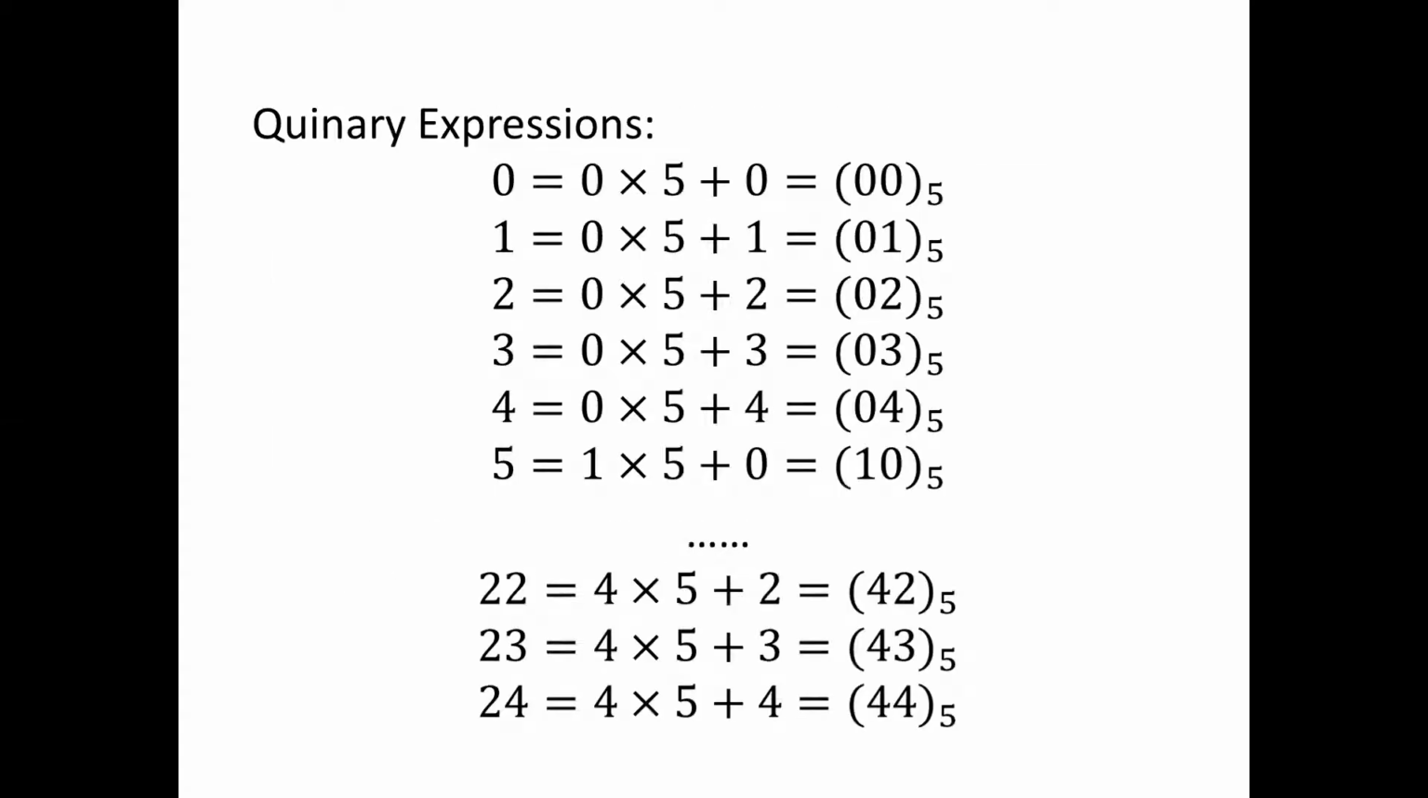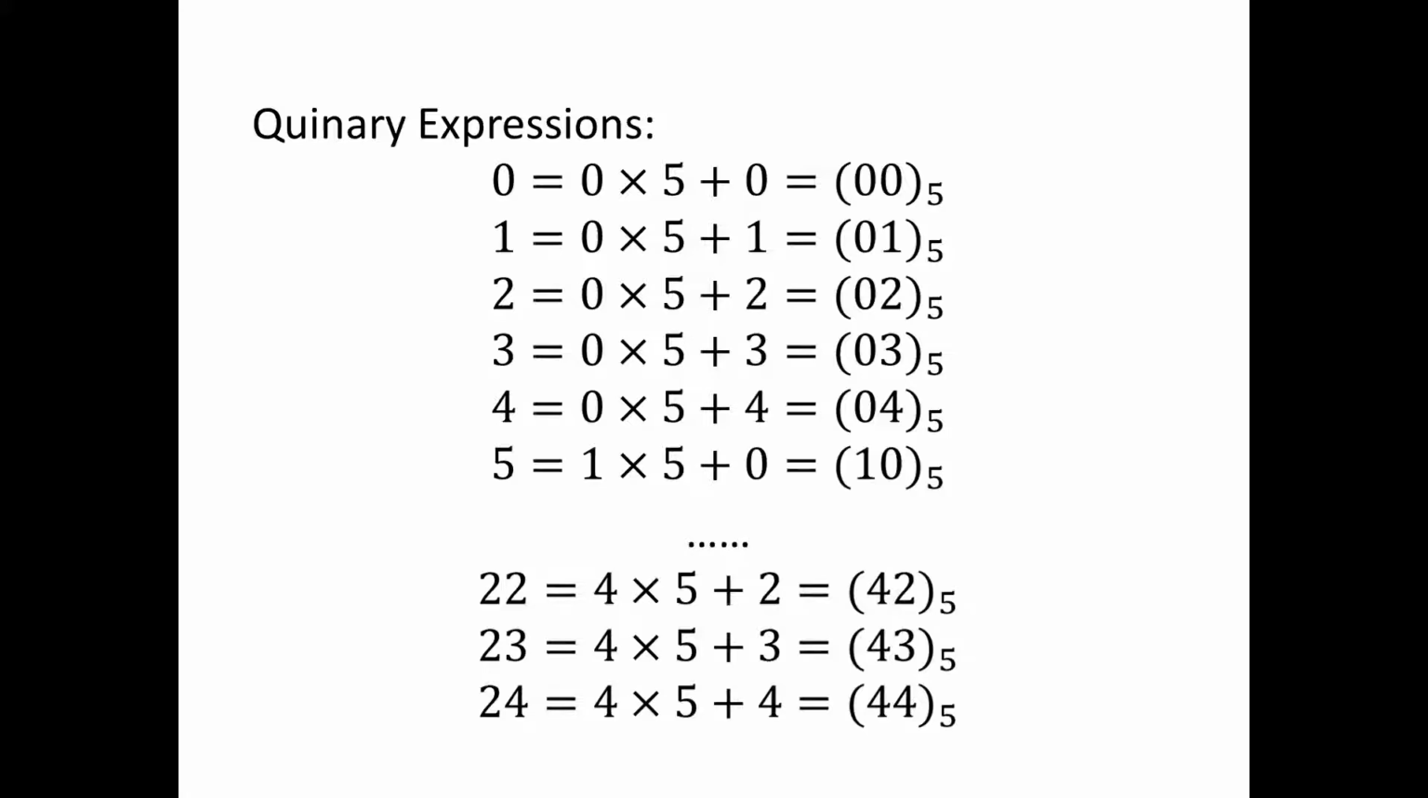After the transform, we can rewrite these numbers in quinary expressions, in base five. 0 equals 0 times 5 plus 0, so I express it in a 2-digit expression, 0, 0, base 5. 1 is 0, 1, base 5. 2 is 0, 2, and so on. 5 equals 1 times 5 plus 0, so 5 is 1, 0, base 5. We go all the way to the end.